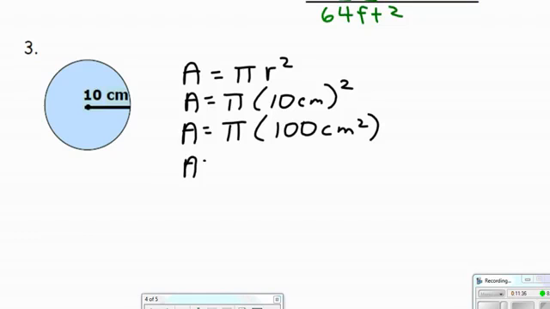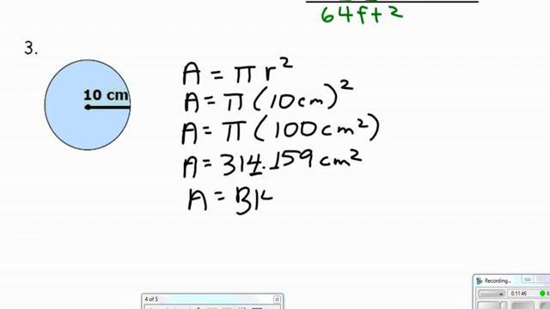So when we multiply these, we get 314.159 centimeters squared, or if we're rounding to the nearest whole, the 1 tells us to round down, so we get 314 centimeters squared.